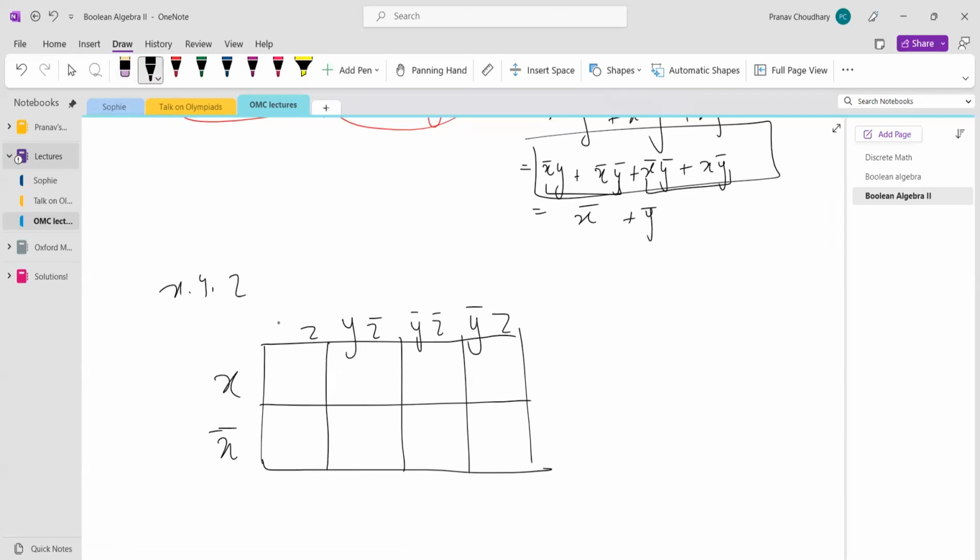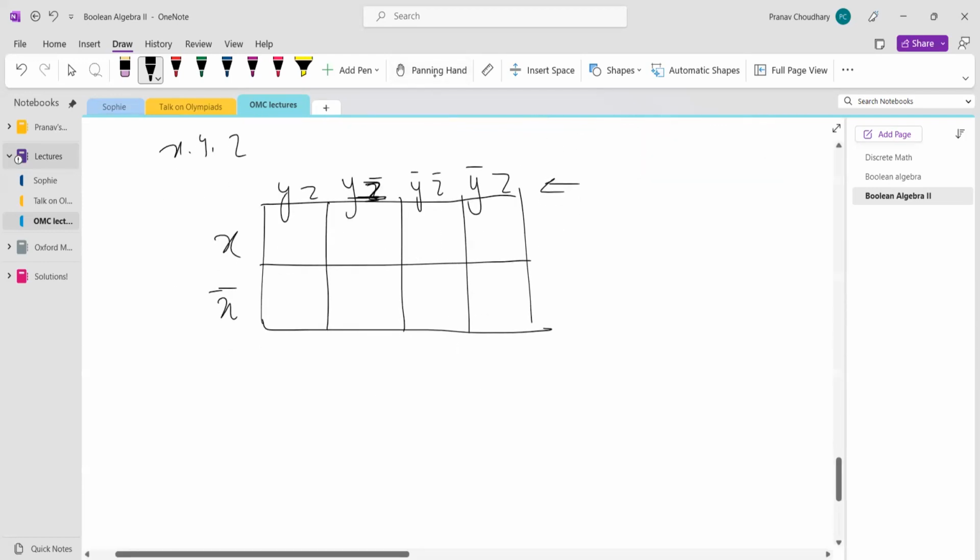One thing to notice is you have to be clever in the way that if this term is YZ conjugate, right, the order of these 4 terms should be this way, or a cyclic shift of those. I'll tell you why, but make sure that the order is important in this. X and X conjugate you can place however, it does not matter. So suppose you have this function.